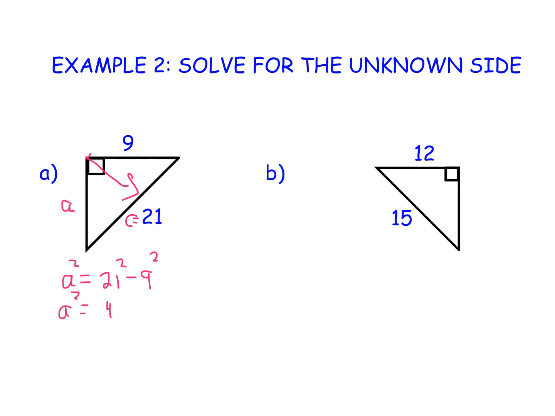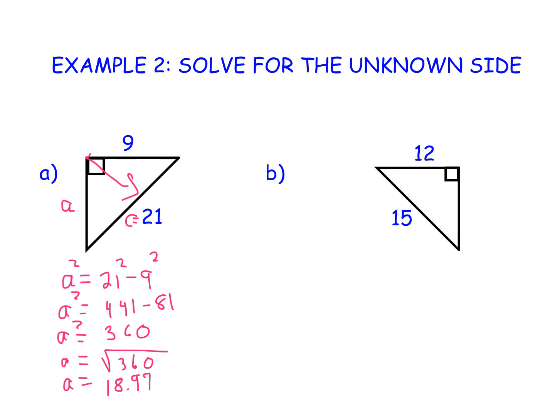21 squared is 441, and 9 squared is 81. And so that's going to leave us with 360. And so A is going to be the square root of 360. And I don't think that works out to an exact square root. It actually works out to 18.97. And so we'll leave it at that because it's not exactly 19.